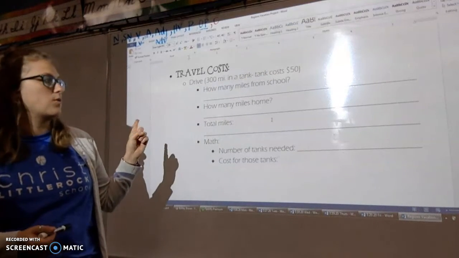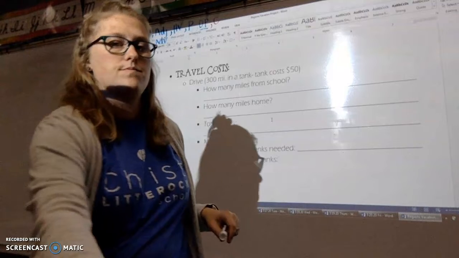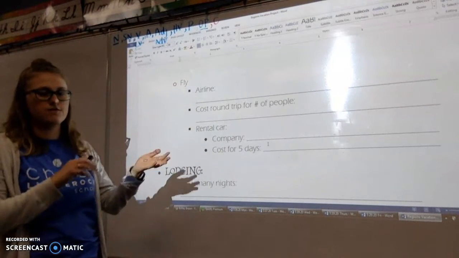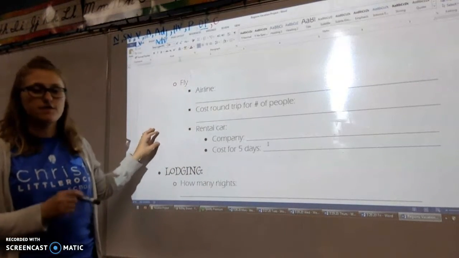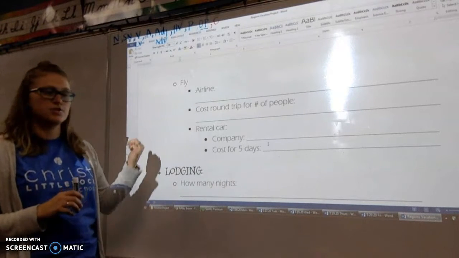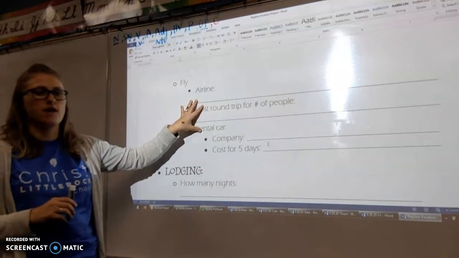Next, we're going to look at what we're going to do for flying. Okay, so the flying part is on a new page, so don't get confused. The driving's on one part. If you're going to choose to fly, you don't have to fill anything out for driving, or if you already chose to drive, you don't have to fill anything out for flying.